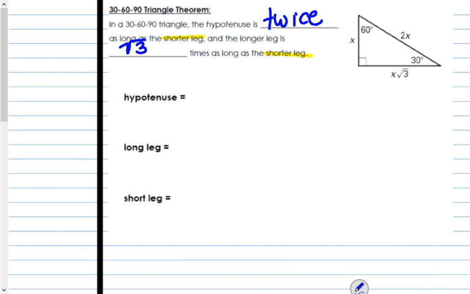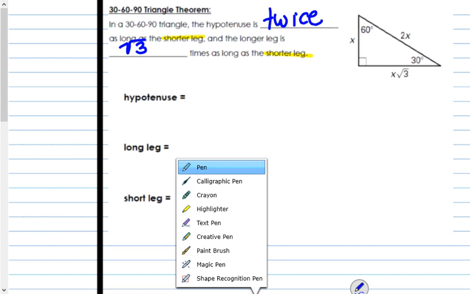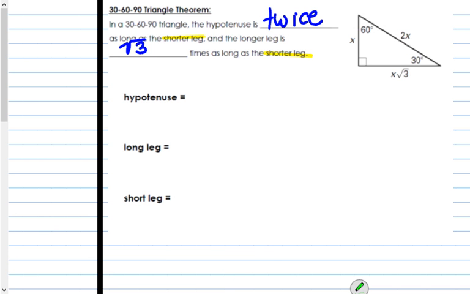Now, we have a 90-degree angle. Let me do a highlighter again. We have a 90-degree angle, so this is the hypotenuse. We have a 60-degree angle. This is the longer leg. I'll have to go back and relabel that. And then we have the 30-degree angle, which means this is the shorter leg. It's the side across from the smaller angle. Smaller angle, smaller leg. Bigger angle, bigger leg.